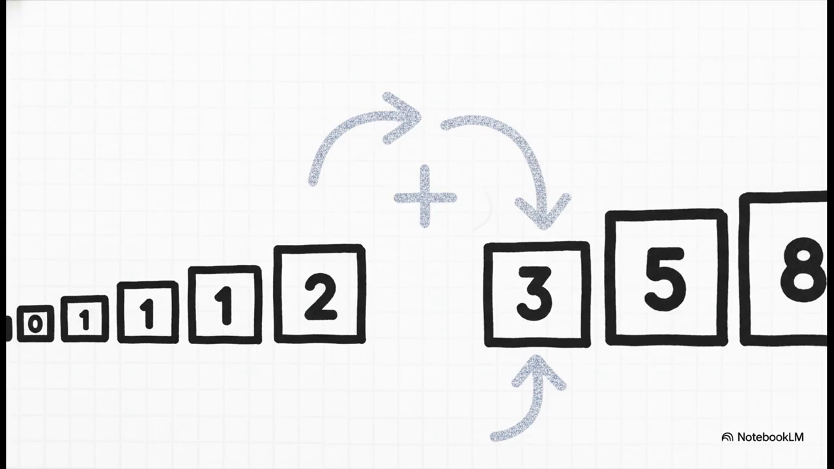So here is the sequence itself. The pattern is pretty simple once you see it. Each number is just the sum of the two numbers that came before it. See? 2 is 1 plus 1. 3 is 1 plus 2. 5 is 2 plus 3. And on it goes. This structure is just begging for a recursive solution.